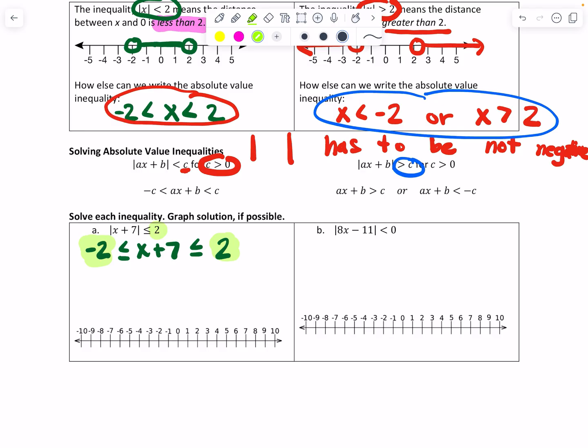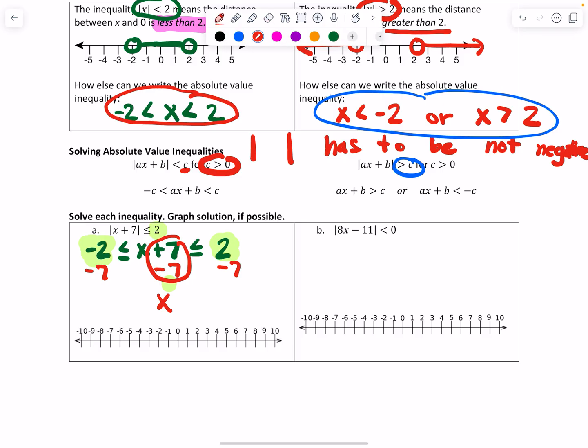And again, this number right here on the right, that 2, it has to be positive to be able to keep going. So now I solve it just like in the last lesson. I want to get rid of this plus 7 right here. So I'm going to subtract 7 because 7 minus 7 will add to 0, and that'll just leave me with x. But I got to keep it balanced, right? So subtract 7 from the left side and the right side as well.